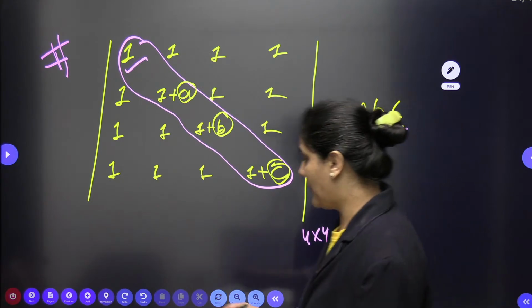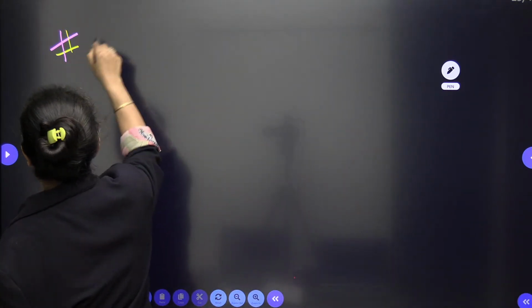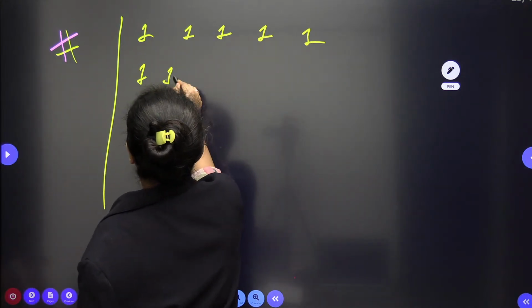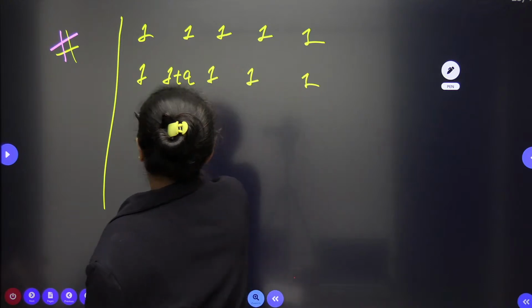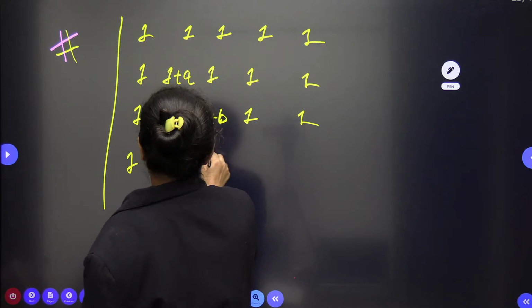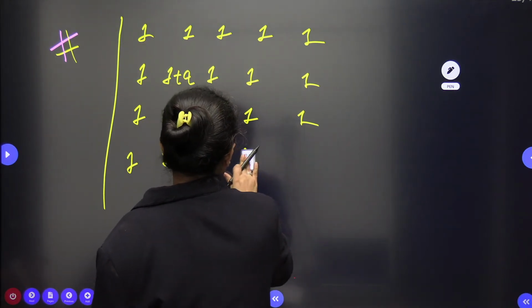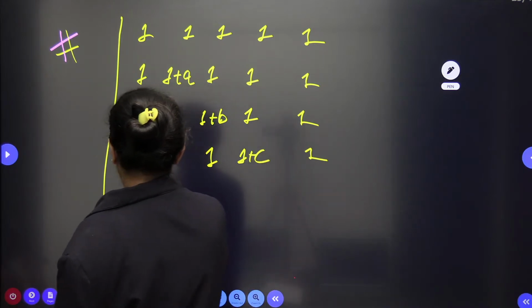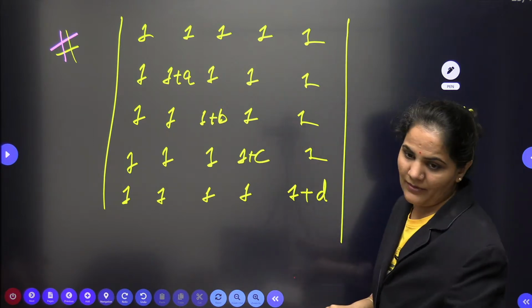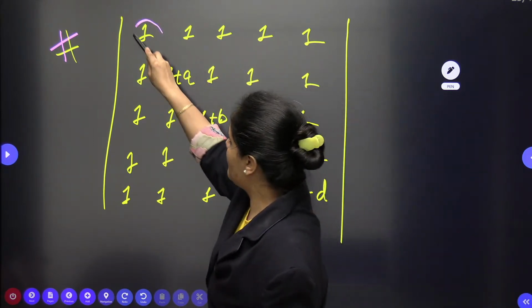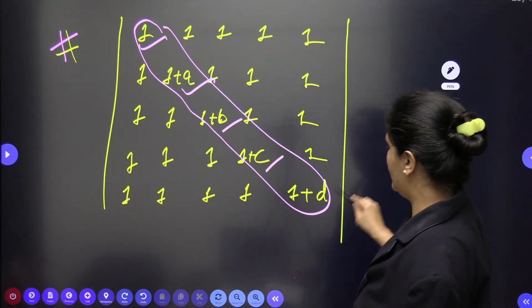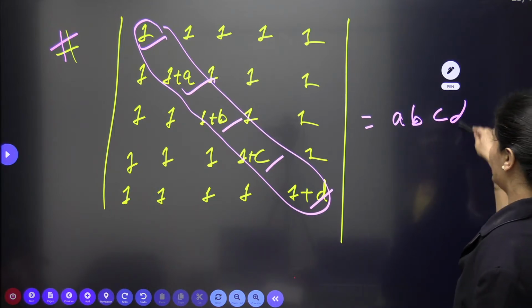Suppose I want to go with the 5 cross 5 matrix, children tell me, what is the result in that case? Please write down in the comment box what is the result in that case. If I am having a matrix like this one, which is a 5 cross 5 matrix, what is the result in that case? Everyone should reply. You will say, "Arey ma'am, we are having the same pattern." So in this case, I can see this is 1 into A into B into C into D. So my result is ABCD.